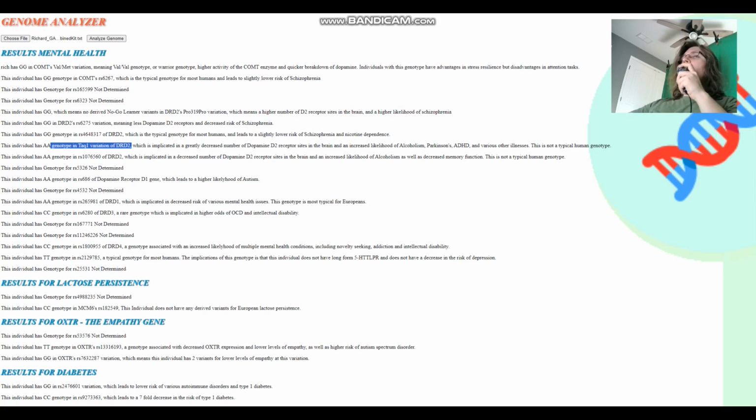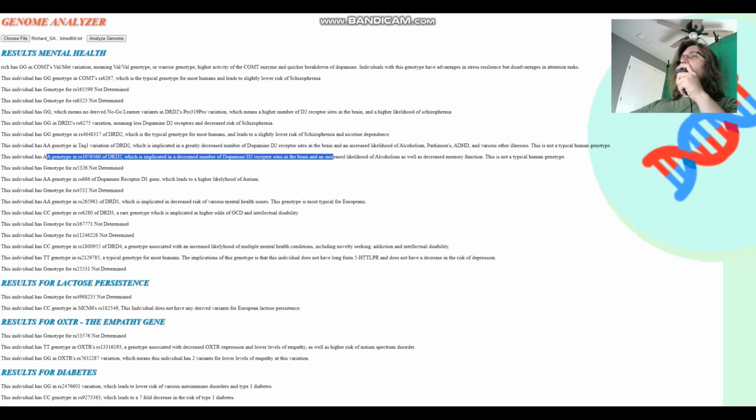For humans, it's kind of unusual. It's pretty unusual to have the AA genotype, or even AG. And it leads to a significantly decreased number of dopamine D2 receptor sites in the brain. And there are a couple of issues that come about with this, which are alcoholism, Parkinson's, ADHD, and various other illnesses. And as I've said here, this is not a typical human genotype. So he also has AA in this variation of DRD2, which is implicated once again in a decreased number of dopamine D2 receptor sites in the brain.